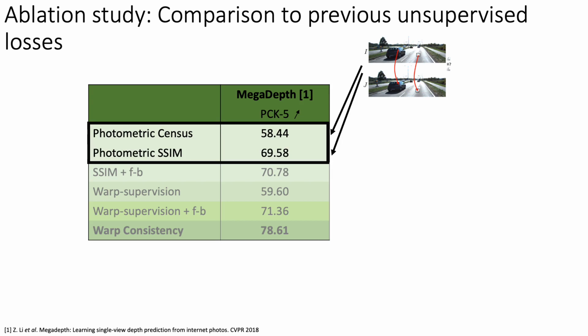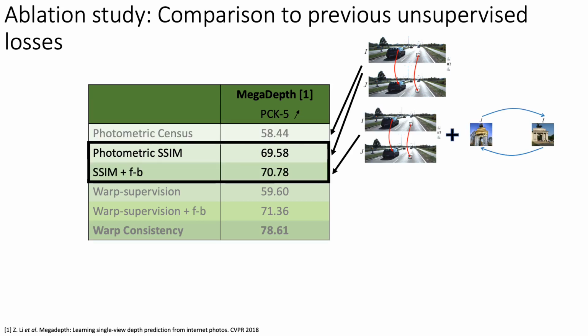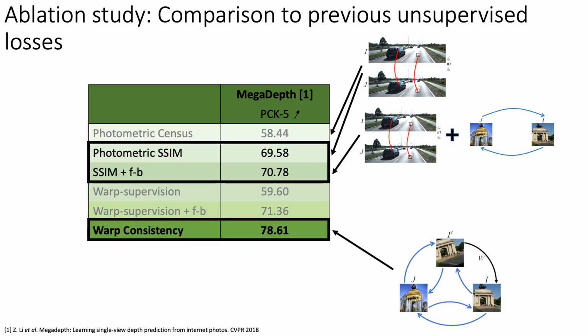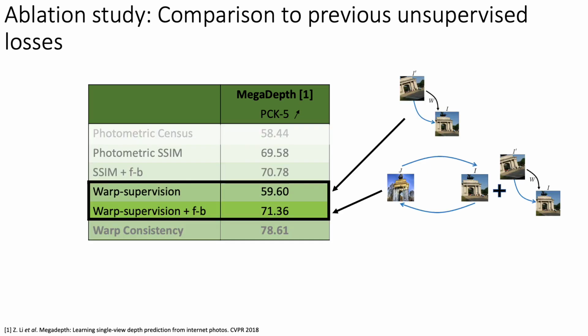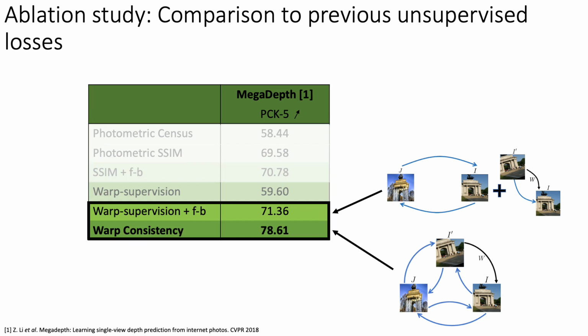The SSIM loss is more robust to the large appearance variations present in MegaDepth, leading to better results. Further combining it with the forward-backward consistency constraint leads to a small improvement. However, if we compare the photometric SSIM loss to our Warp consistency, we see that our Warp consistency approach achieves significantly superior PCK on MegaDepth. Then, we see that combining the Warp-supervision with the forward-backward loss leads to an improvement compared to only the Warp-supervision. But it is still significantly worse than our proposed loss, the Warp consistency.